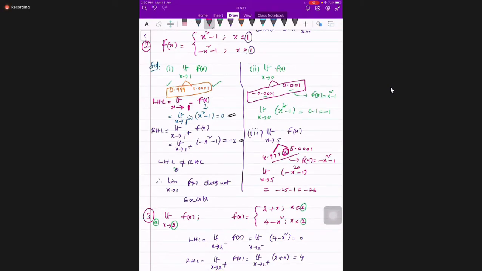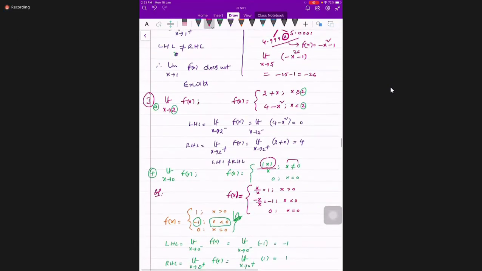Second question. At 1, more than 1 is different and less than 1 is different. That's why we need to go for LHL and RHL. At 0, in the neighborhood of 0 you take, it is less than 1 only. And at 5, it's more than 1 only, in the neighborhood of 5. And even the next questions also, third, fourth.